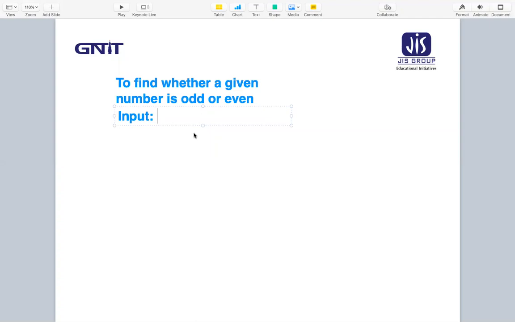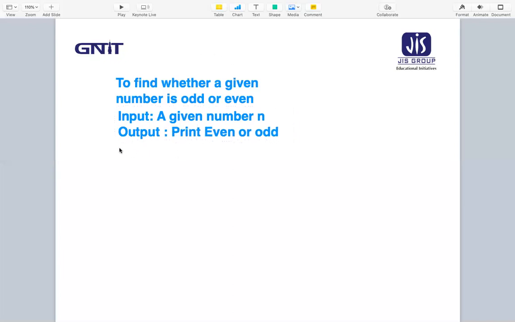So if this is my problem, then what will be the input? A given number n, maybe. So the input will be a given number n. Then what will be the output of this? The output will be even or odd. So it will be a kind of printf statement. So print even or odd.